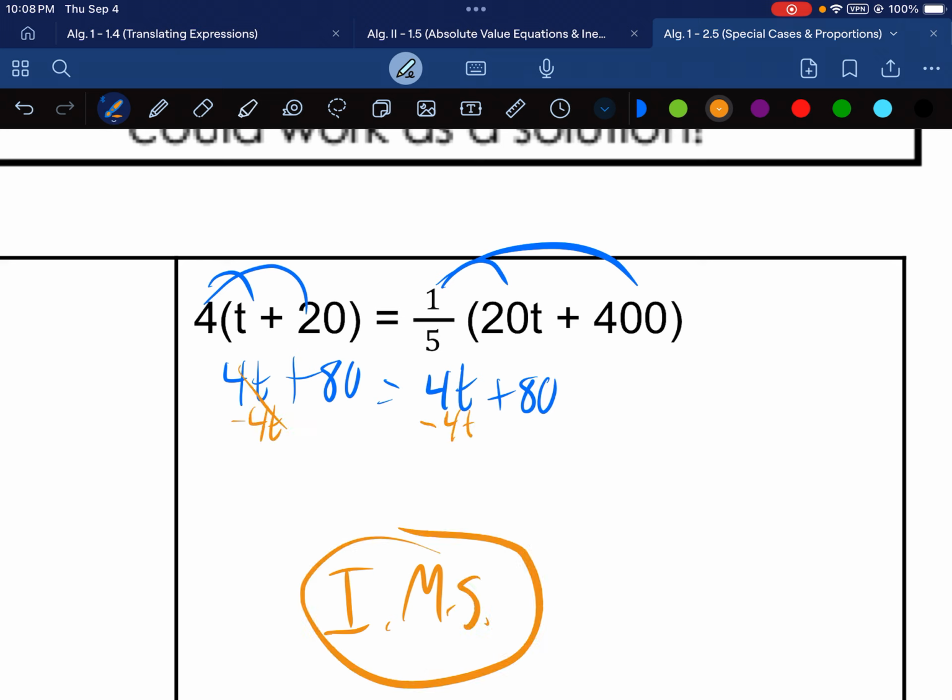Subtracting 4t, we end up getting 80 equals 80. That is true. And so it is infinitely many solutions. No variables, true statement. And the reason I knew that up above was, once again, the exact same things are on the left and right side. No differences at all. Not even a sign is different.